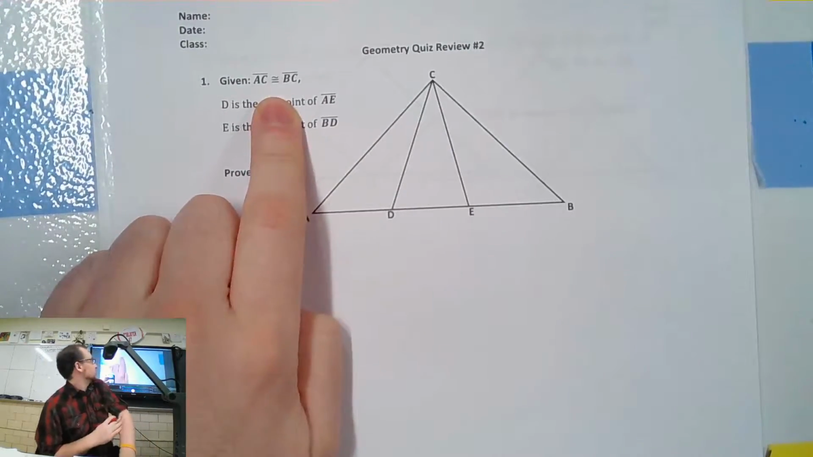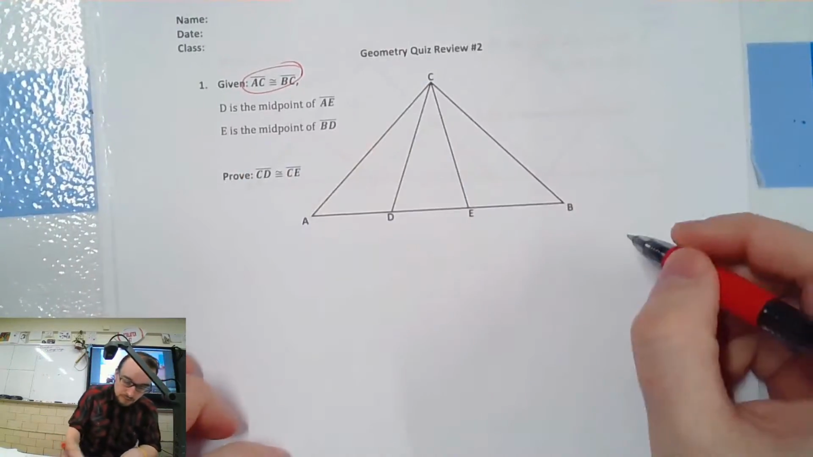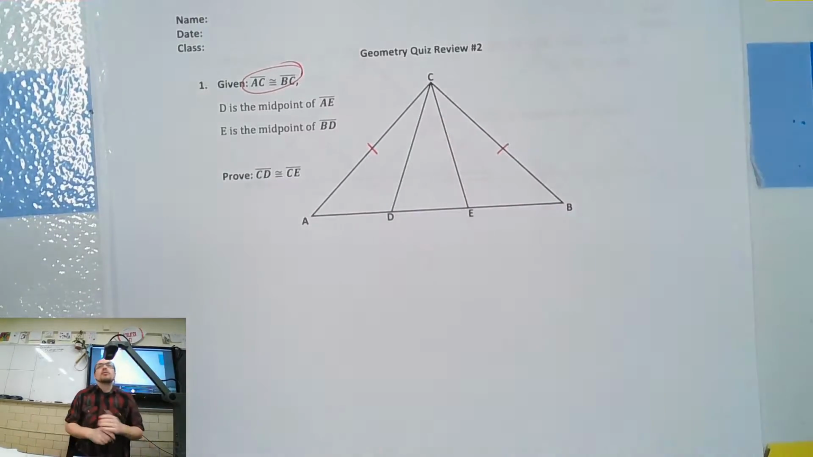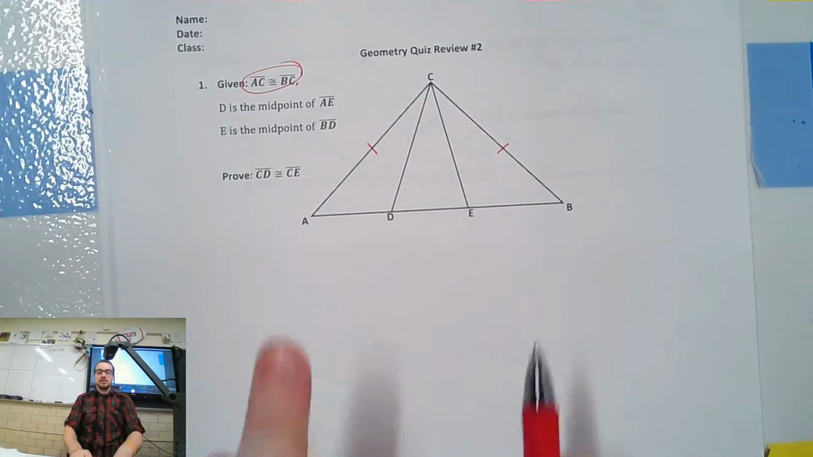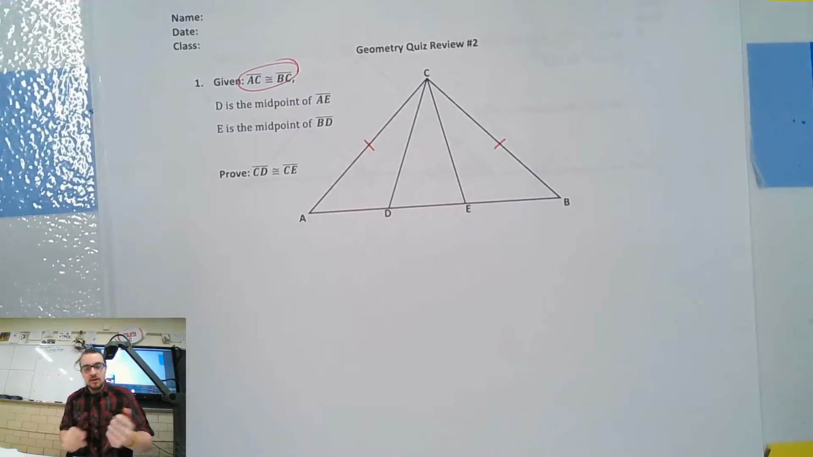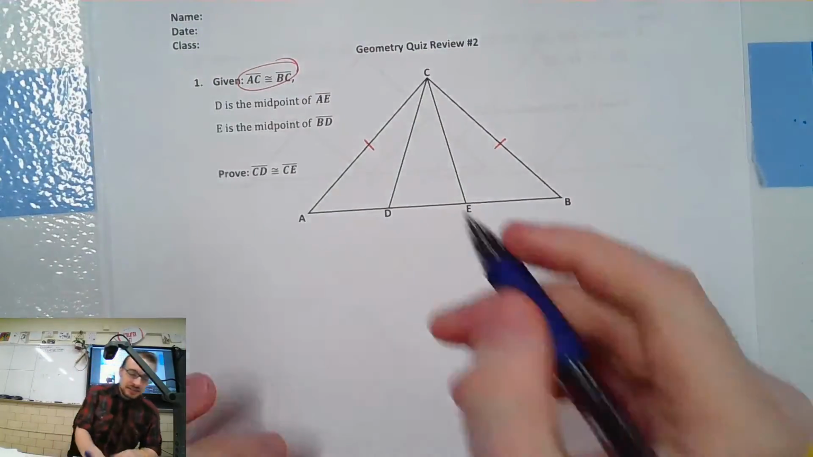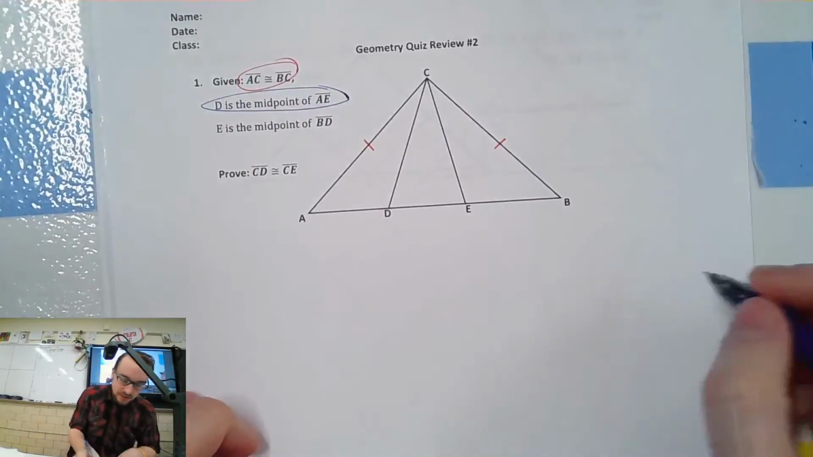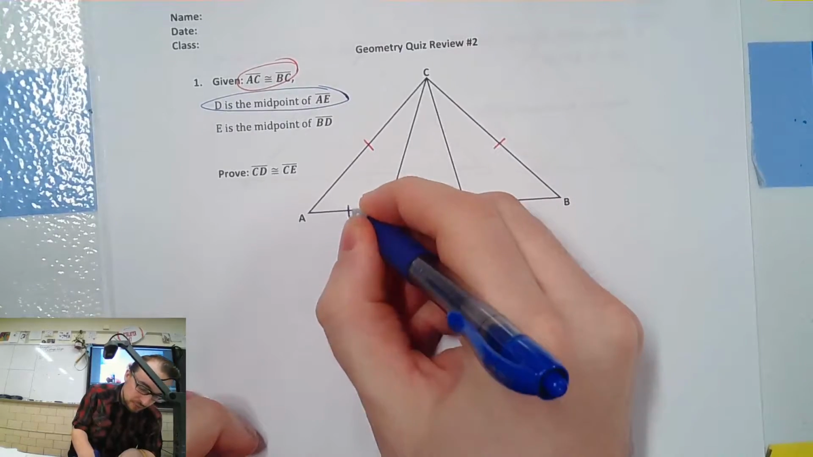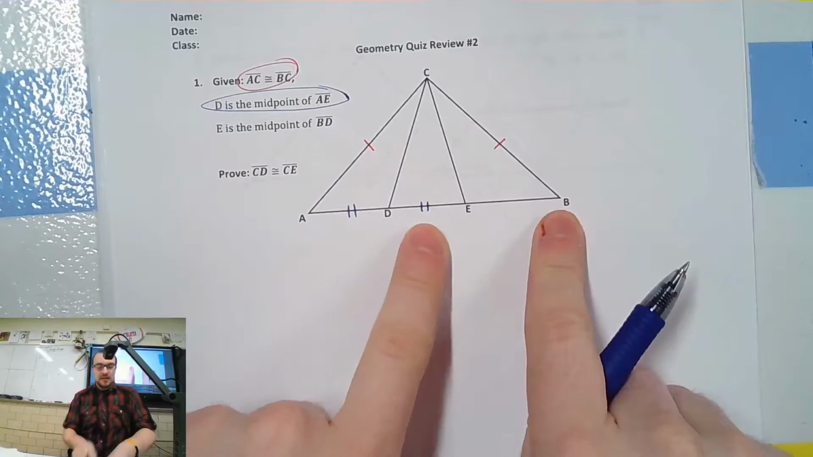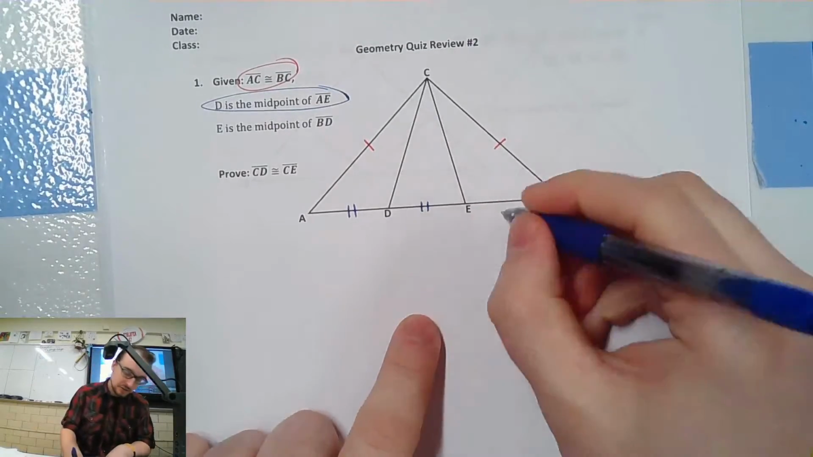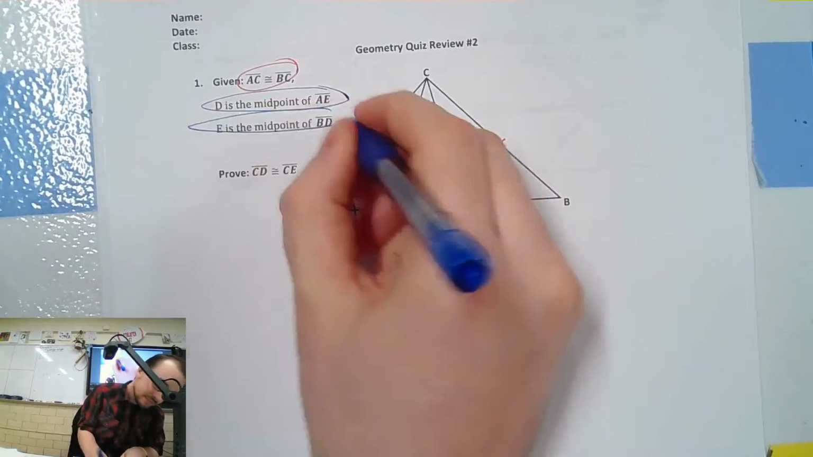AC and BC are congruent. So that means this, right off the bat, if I put that down, what does that tell you? Isosceles triangle, so we can use the isosceles triangle theorem, and those two angles will be congruent, right? We're not going to write that down yet. D is the midpoint of AE, okay? So here's AE. D is the midpoint means this. And if E is the midpoint of BD, well, if that's half, this must be the other half, right? So it turns out all three of these are congruent.